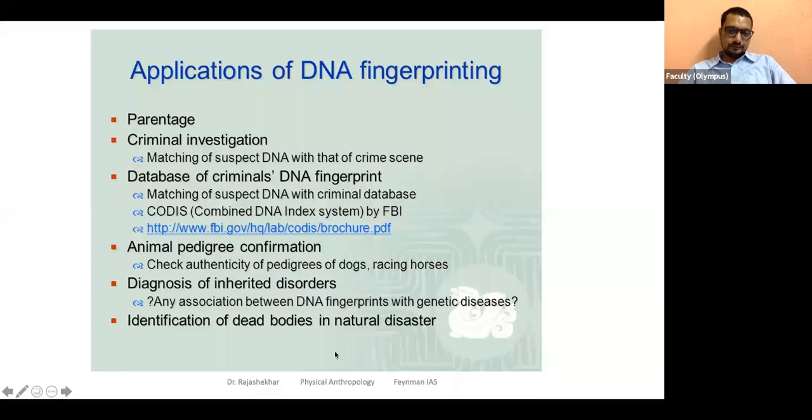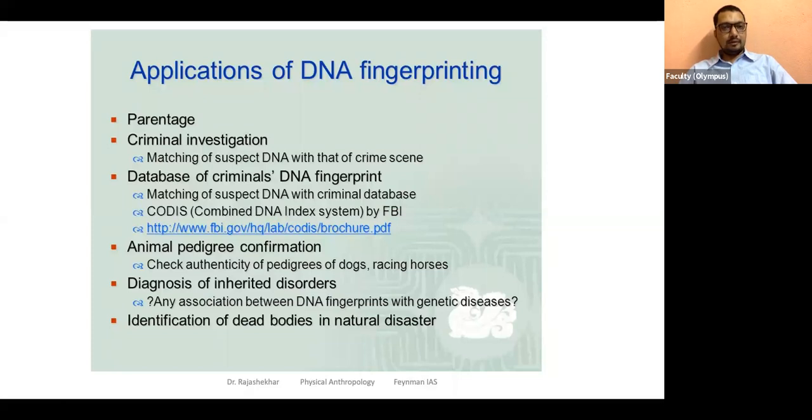What else? Where else can we use it? Dead bodies in natural disasters. Many people died in an incident and they're not recognizable. Their family members are looking for them. What can you do? You can collect their DNA and match it with the dead body's DNA. If there is a match, you know he is so-and-so or she is so-and-so. So establishing the identity of dead bodies in natural disasters and wars.